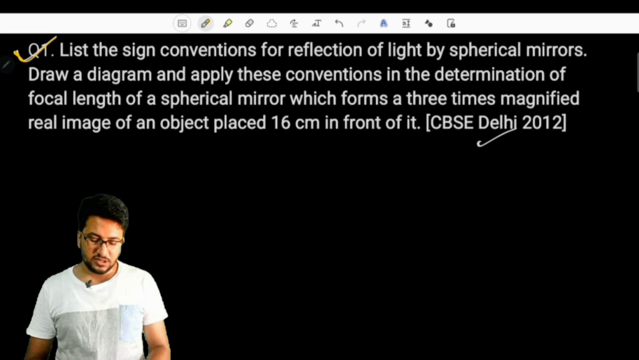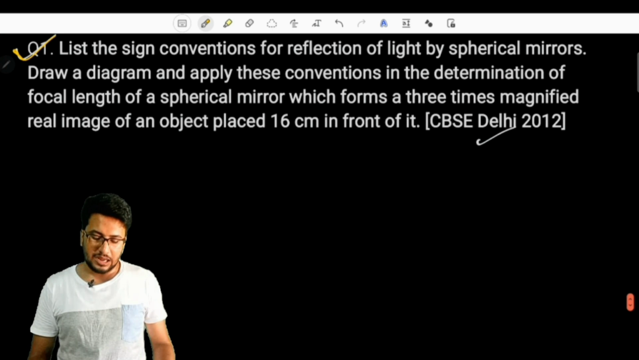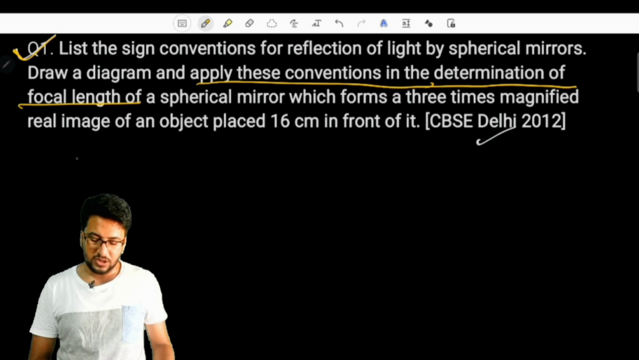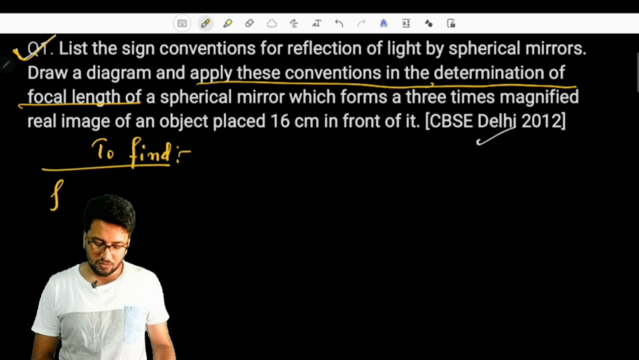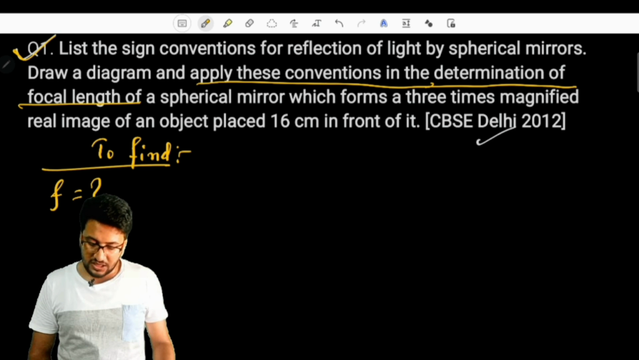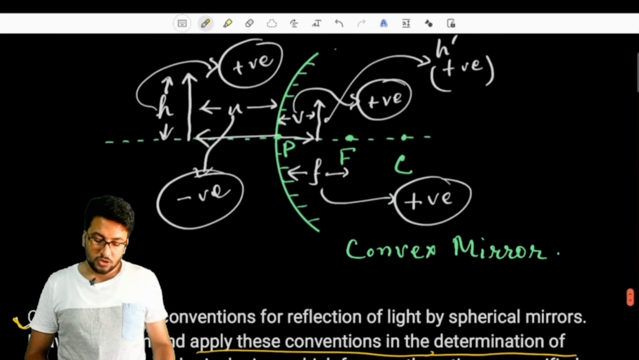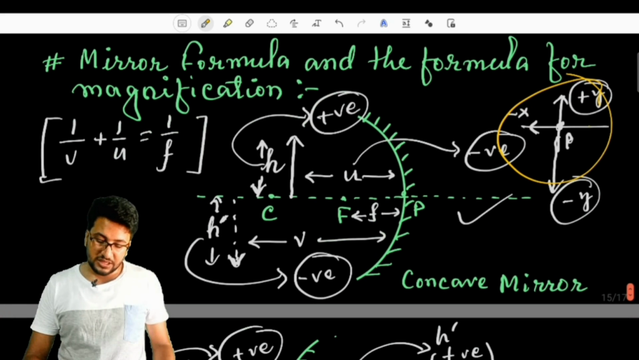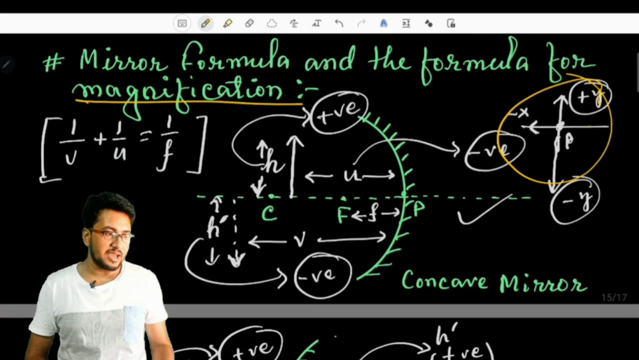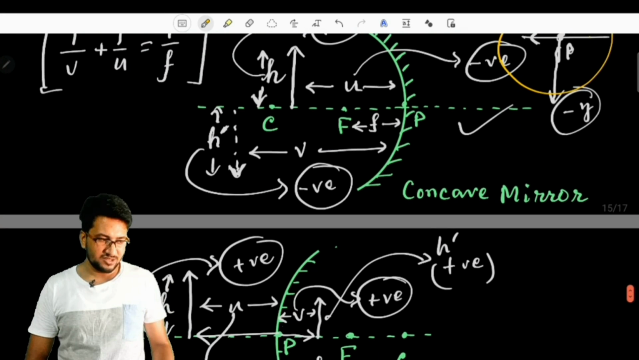The second part of the question says draw a diagram and apply these sign conventions in determination of the focal length. We need to find the focal length of the spherical mirror which forms a 3 times magnified real image of the object. Sorry, I forgot to mention another formula, the formula for magnification that I had highlighted, but I just missed the point before.